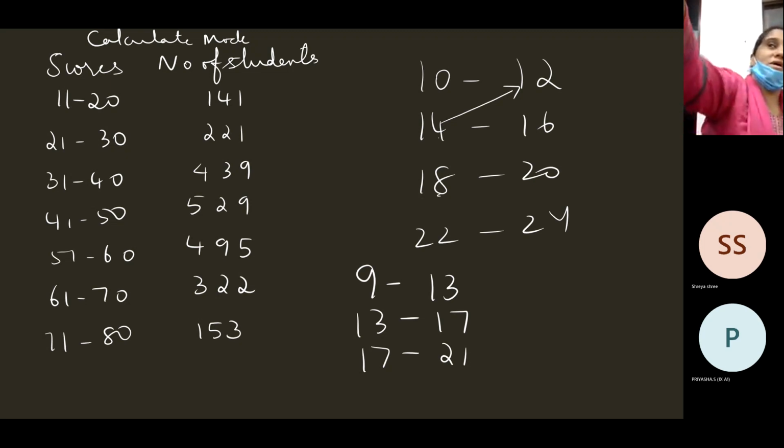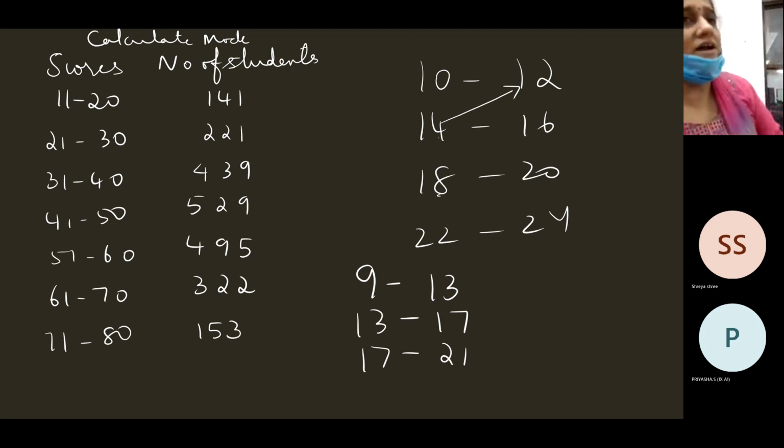So 21 minus 20 is 1. Always divide by 2. 1 by 2 is 0.5. Subtract 0.5 from all the lower limits and add 0.5 to all the upper limits. And the class intervals will become continuous.